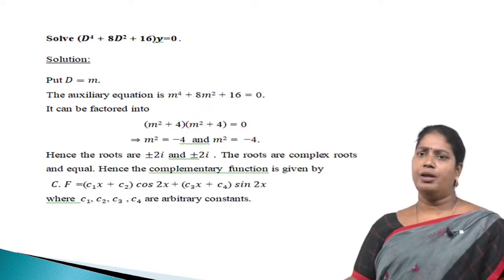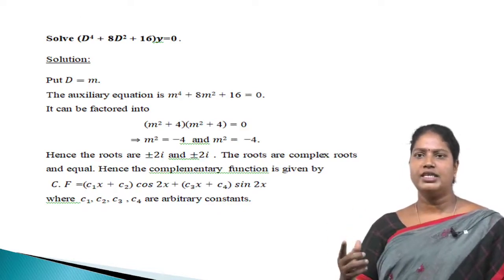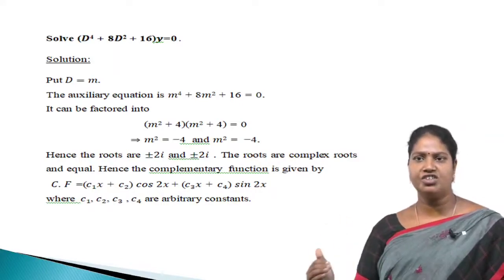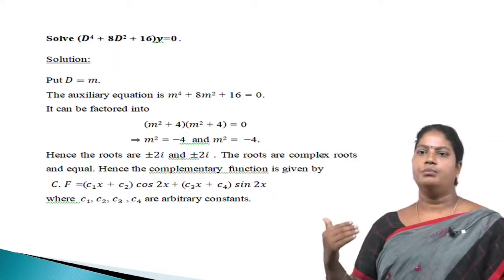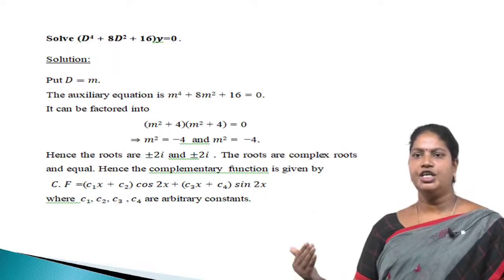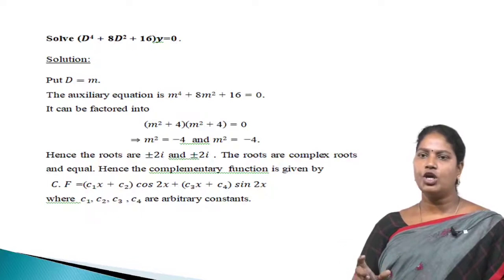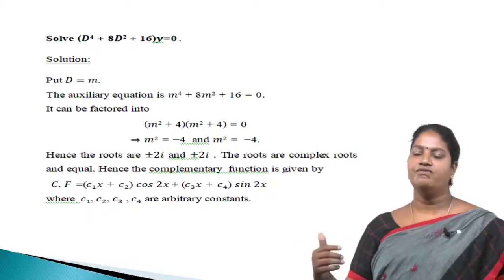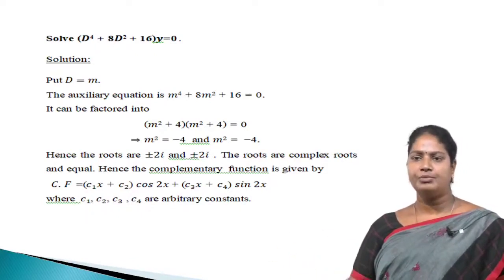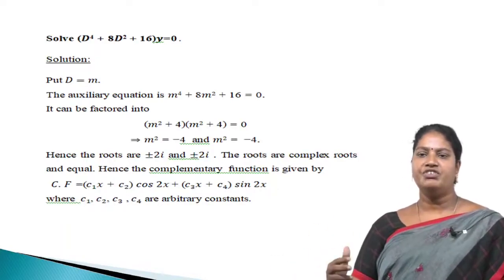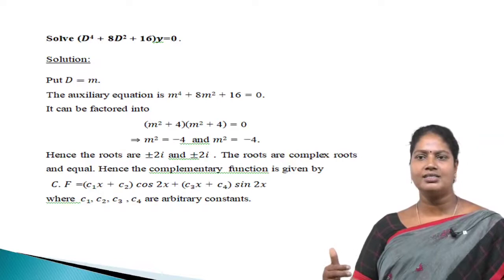So next problem, that is order 4, that is by quadratic equation. So put D equal to m. So the auxiliary equation will be m power 4 plus 8m square plus 16 equal to 0. So this equation can be factored into (m square plus 4) into (m square plus 4), which is equal to 0. So m square will be minus 4. It is repeating 2 times. If we solve that, we get m is equal to plus or minus 2i.